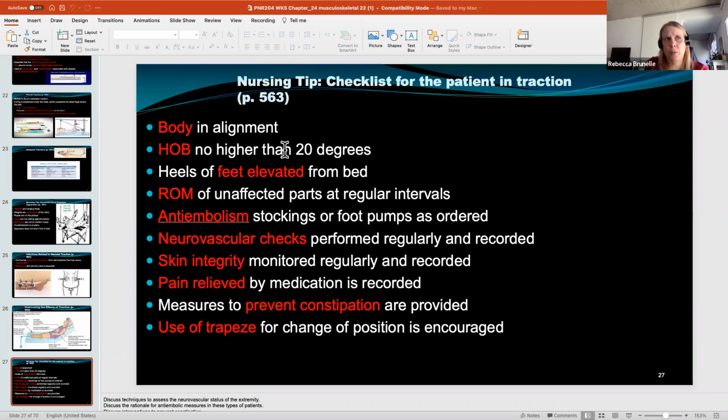This is something you'll see again. They can't be sitting up, right? They have to be no higher than 20 degrees or you won't be able to maintain their leg in the correct position. Even in the one that's straight, which is Buck's, the heel is a little bit elevated from the bed. You want to make sure you do range of motion exercises, anti-embolism stockings or heparin, neurovascular checks, skin integrity, and good pain control. If they're old enough, you might have a trapeze, something for them to hold on to, and make sure you have a bowel regimen for them.